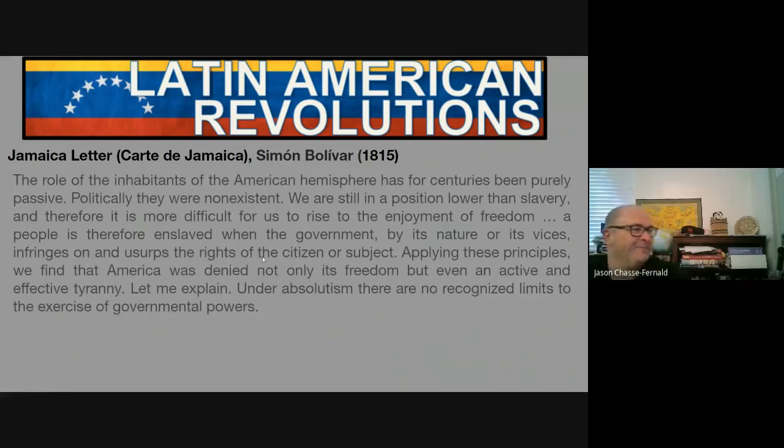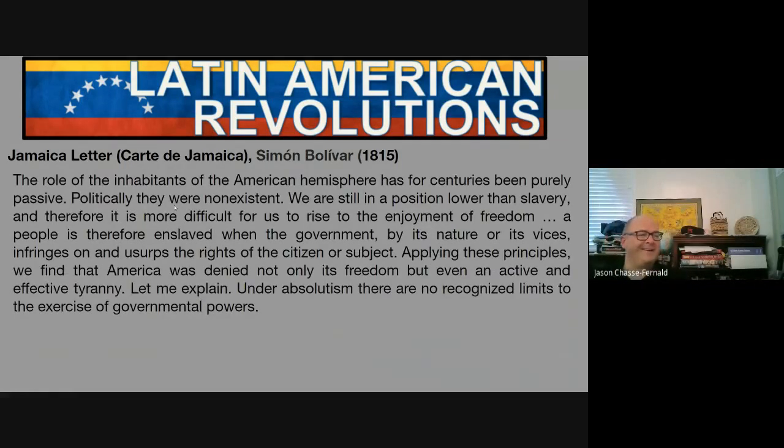Right, the role of the inhabitants of the American hemisphere has for centuries been purely passive. Politically, they were non-existent, right? We are still in a position lower than slavery, and therefore it's more difficult for us to rise to the enjoyment of our freedoms. A people is therefore enslaved when a government, by its nature and its vices, infringes upon and usurps the rights of the citizens or subjects. Applying these principles, we find that America was denied not only its freedom, but even an active and effective tyranny.